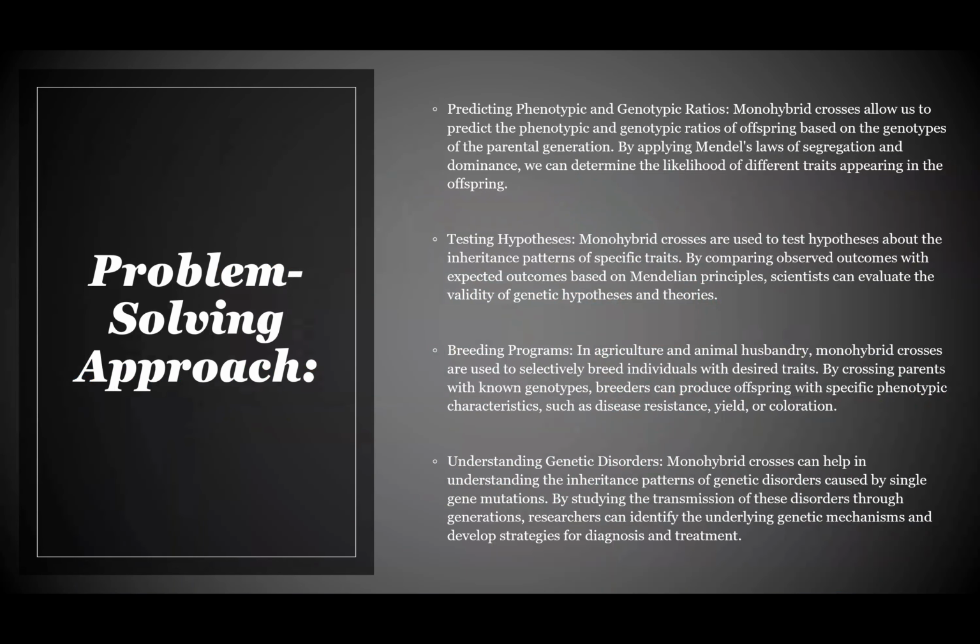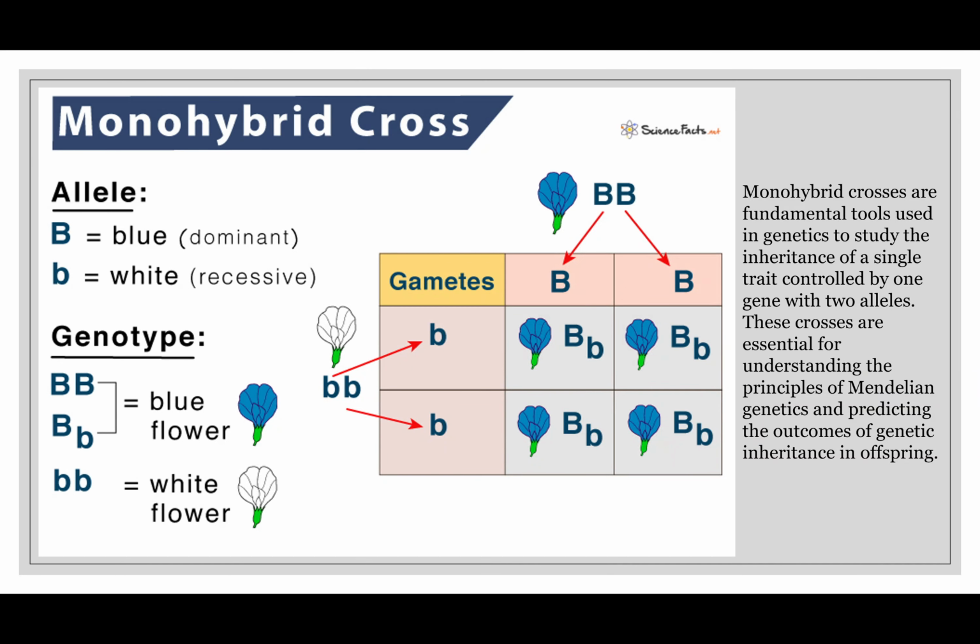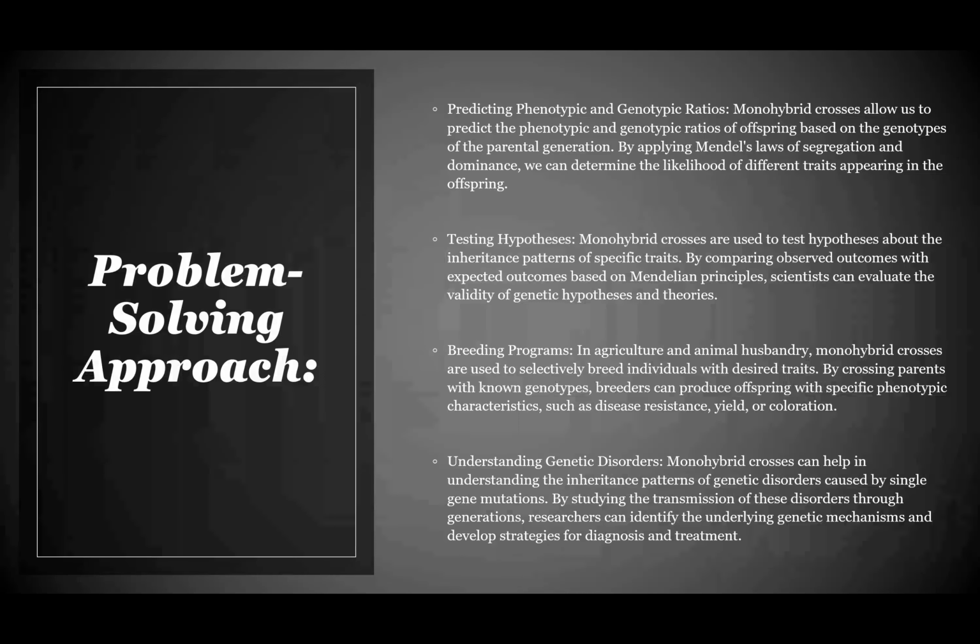We can also use it to test hypotheses. Monohybrid crosses are used to test hypotheses about the inheritance patterns of specific traits. This is where the chi-square test would come in. By comparing observed outcomes with expected outcomes based on Mendelian principles, scientists can evaluate the validity of genetic hypotheses and theories. It's also used in breeding programs, specifically in agriculture and animal husbandry, where monohybrid crosses are used to selectively breed individuals with desired traits. By crossing parents with known genotypes, breeders can produce offspring with specific phenotypic characteristics that are wanted and viable.